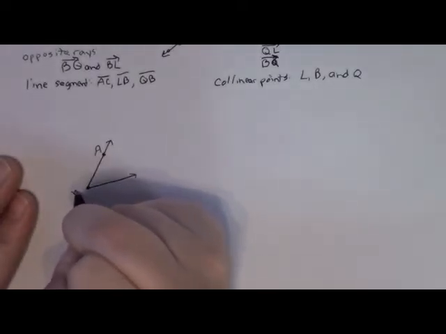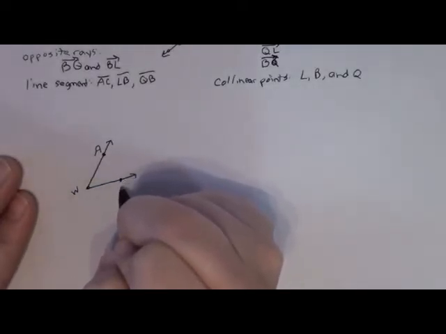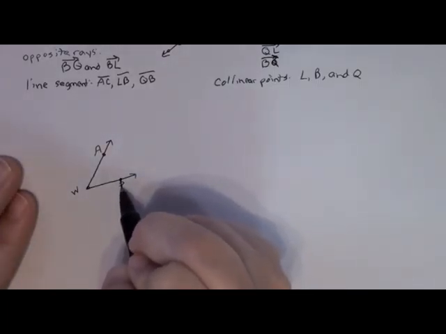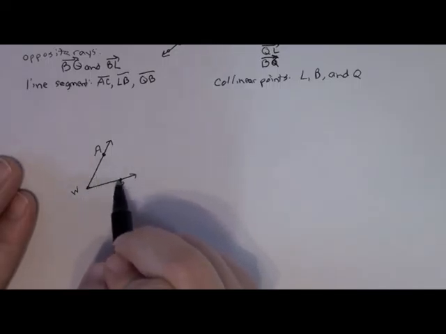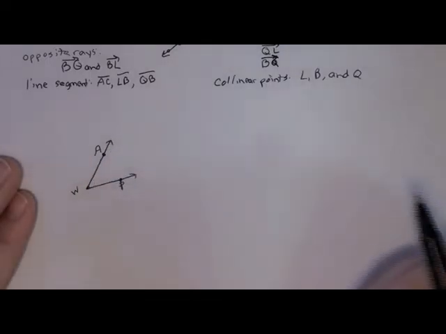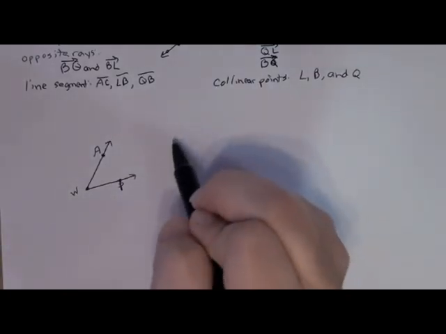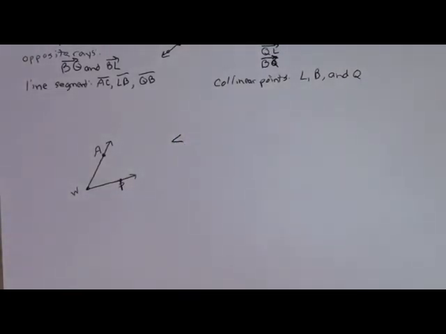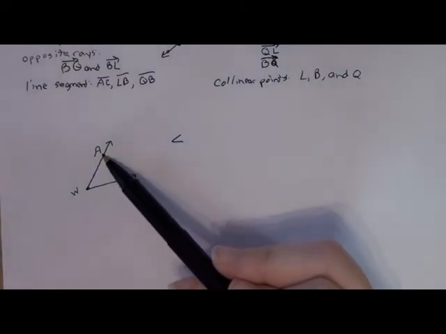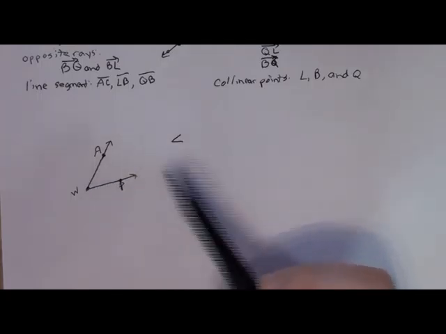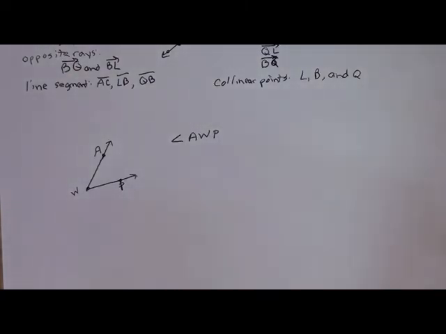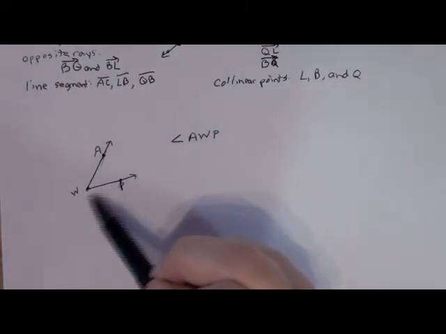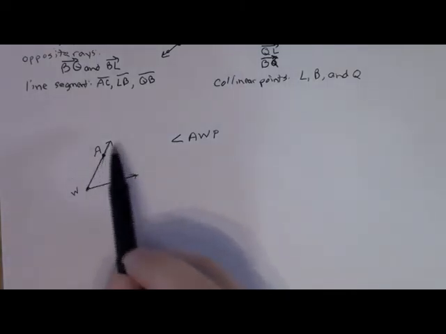Let's pick some letters, A, W, and P. So notice, W is called the vertex. A and P establish where the rays go from the vertex. And when you name an angle, you start with the angle symbol, and you go around the angle using 3 letters. So here we go from A to W to P. Angle AWP.